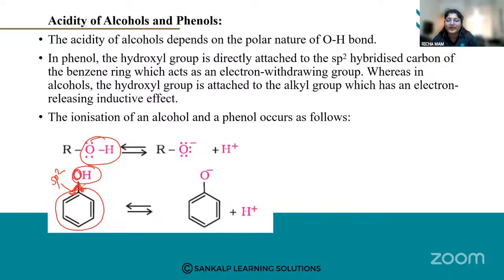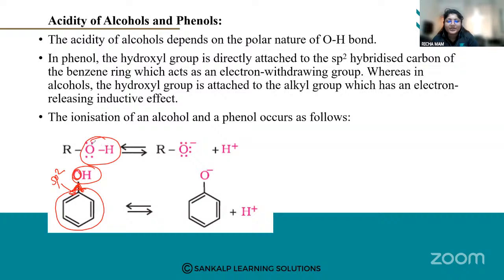What do you mean by electron withdrawing group? It will withdraw the electron towards itself. It will attract the electron from the benzene ring towards itself. So the OH group is the electron withdrawing group. So it is said that in phenol, as the hydroxy group is directly attached to the sp2 hybridized carbon of the benzene ring, which acts as an electron withdrawing group, then as compared to alcohols, what is happening?